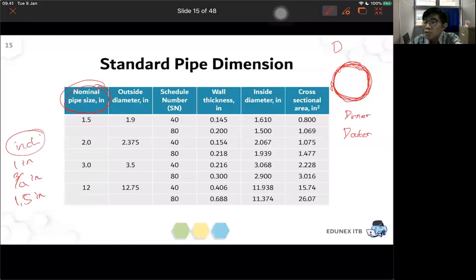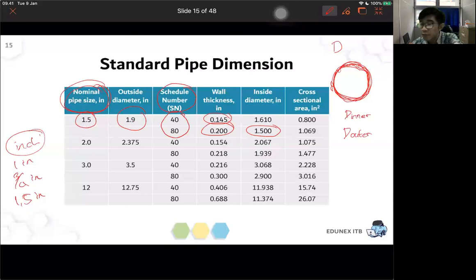Normally, for each nominal pipe size, for example 1.5 inch, it will have a different schedule number. It is a standard number, we call it the schedule number. Actually, it represents the thickness of the pipe. The higher the schedule number, the higher the thickness. So like this one, right? Schedule number 40 is 0.1, and schedule number 80 is 0.2. It means the inside diameter for the higher schedule number will be lower, because it has the same outside diameter.